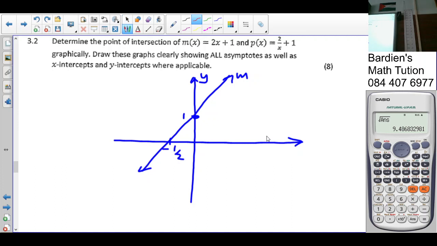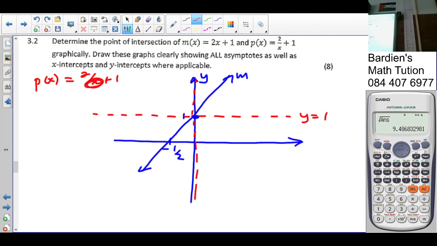Let's look at the graph of p of x. What type of graph is p of x? Hyperbola graph. This has an asymptote at y is equal to 1 and the other one x equal to 0. This denominator can never be equal to 0. Otherwise the sum will be undefined. So there are two, and also we don't draw a dotted line on the solid line. So that's your asymptote.